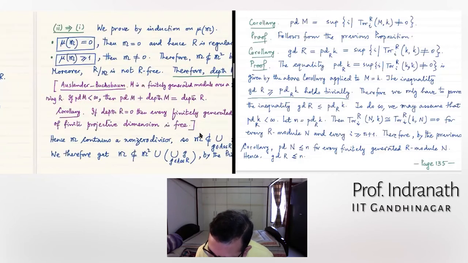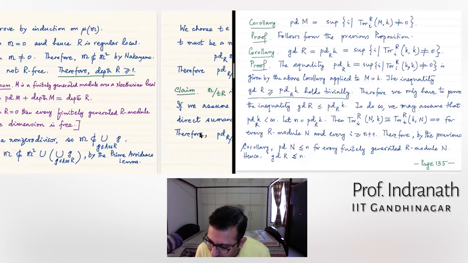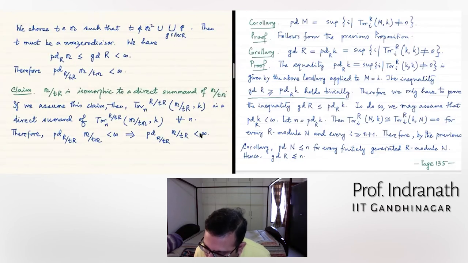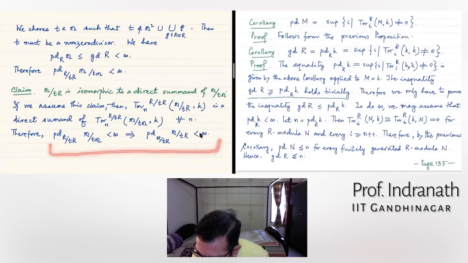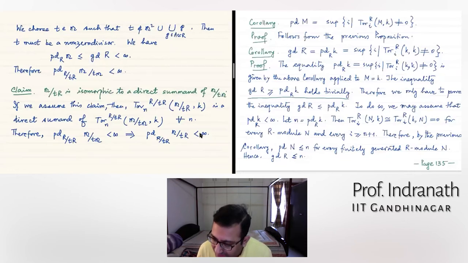So now coming back here. I'm saying that since Tor is also a direct summand, therefore, one projective dimension is finite implies this projective dimension is finite. That is obvious, but Tor is a direct summand. Is that part clear to all of you? Assuming this claim, of course. As an R mod Tr module.